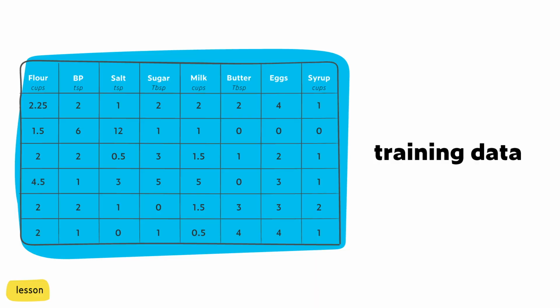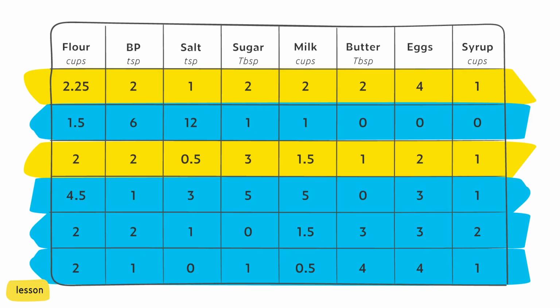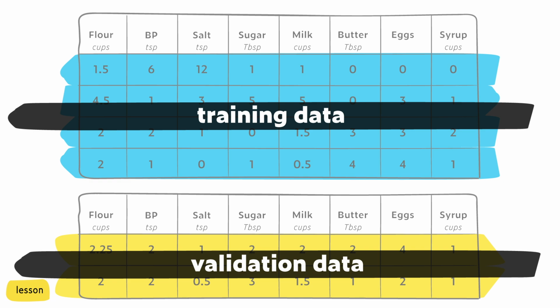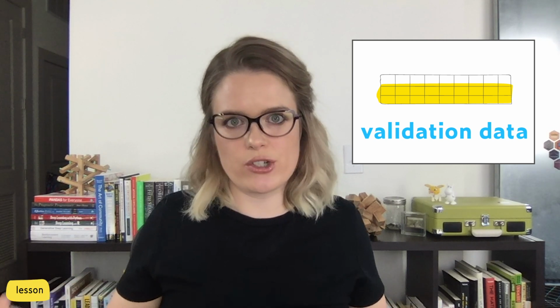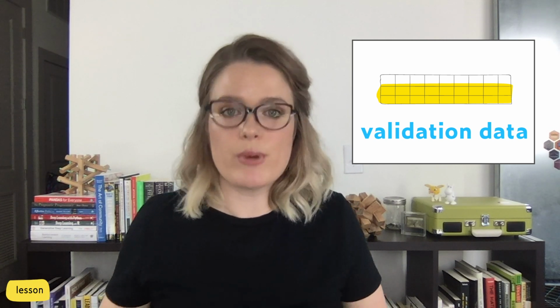So one way to deal with this is we can take a subset of our training data and put it to the side, and we'll call that validation data. We will train our model on our training data, and then show our model data that it technically hasn't seen before, our validation data, and see how well our predictions do. This is an important step in building any model.